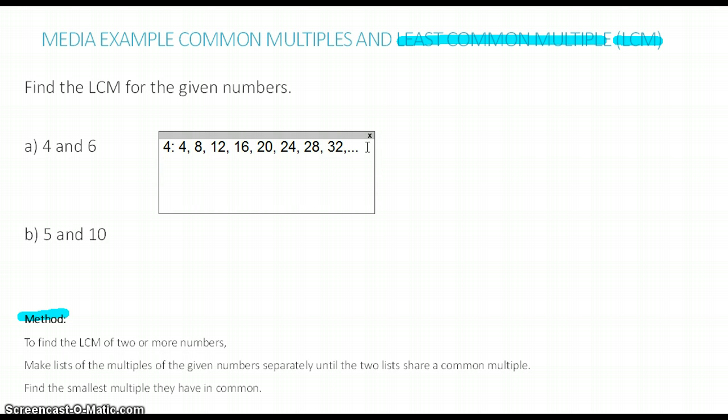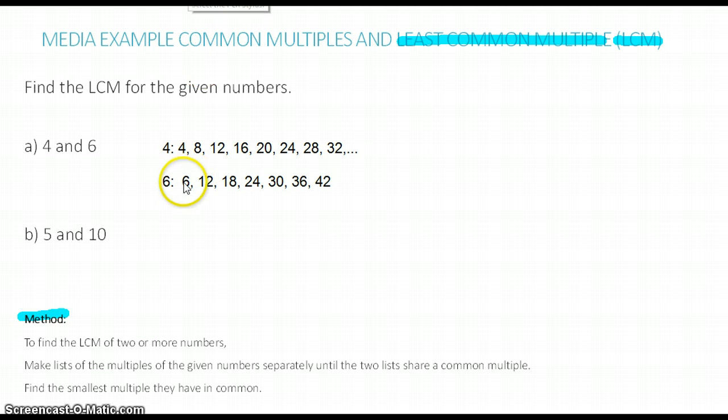Now I'm going to make some multiples of 6, starting with the lowest multiple. Least multiple is 6. 6 times 1, add 6 more is 12, add 6 more is 18, add 6 more is 24, 30, 36, and 6 more is 42. So that's a list of some multiples of 4 and 6. Now we want to find the smallest multiple they have in common.